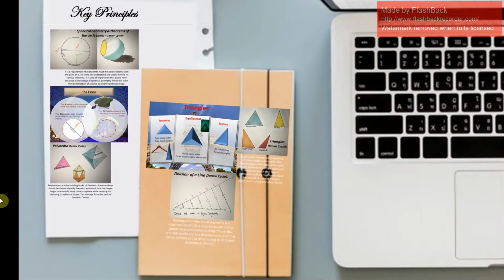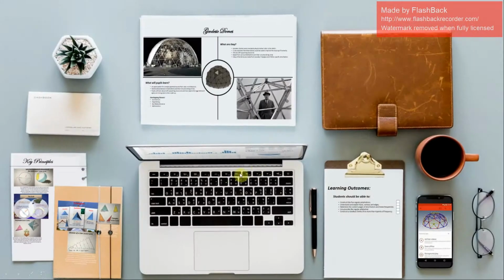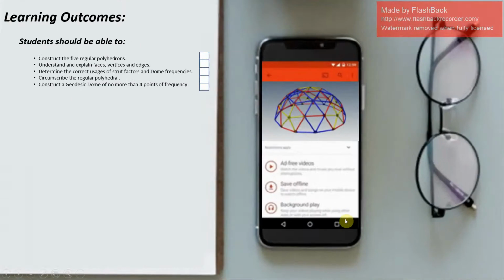So moving on from this to key principles, students are expected to know about triangles, the division of a line, circles and spherical geometry, as well as the polyhedra. That's just including the 5 regular polyhedrons for this. And then moving on to our learning outcomes, students will be expected to construct the 5 regular polyhedrons, understand and explain faces, vertices and edges, determine the correct usages of strut factors and dome frequencies, circumscribe the regular polyhedra, and construct a geodesic dome with no more than 4 points of frequency. It is important to note that geodesic domes only come up on the higher level side of the syllabus.